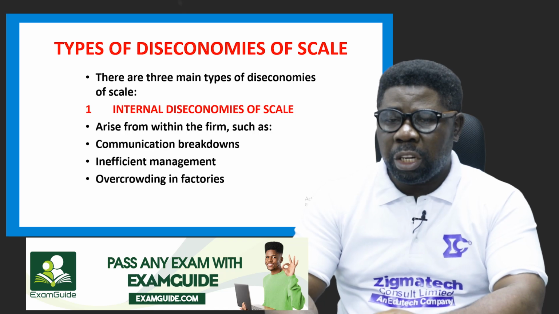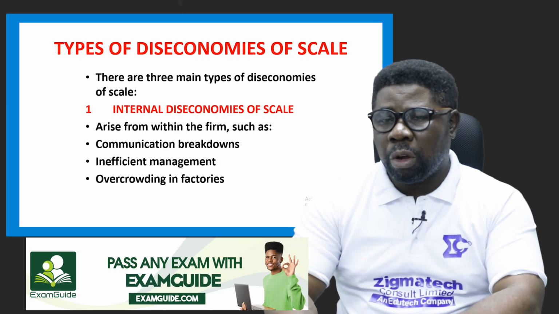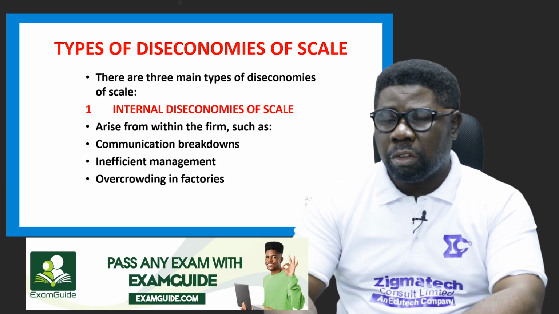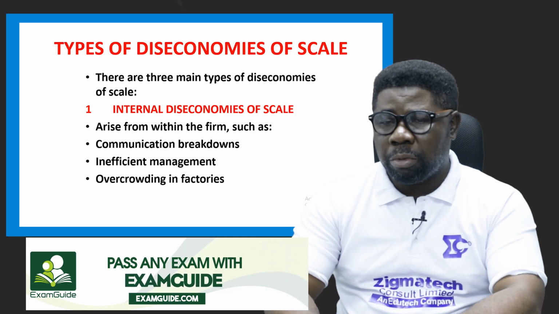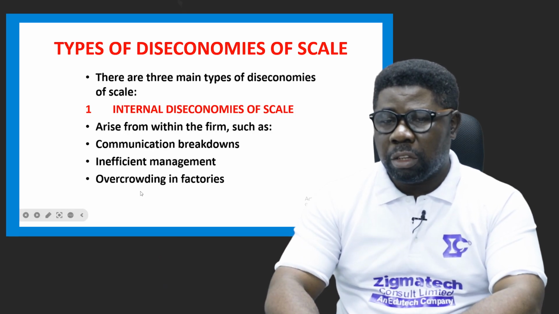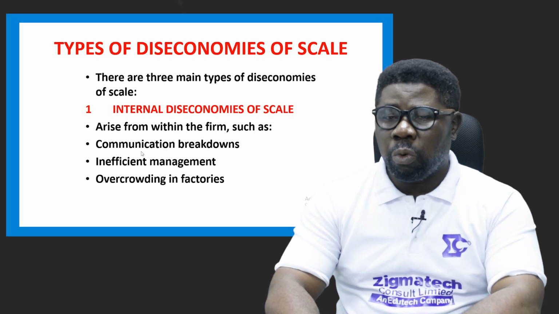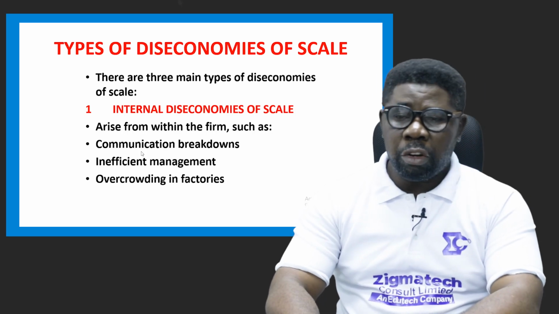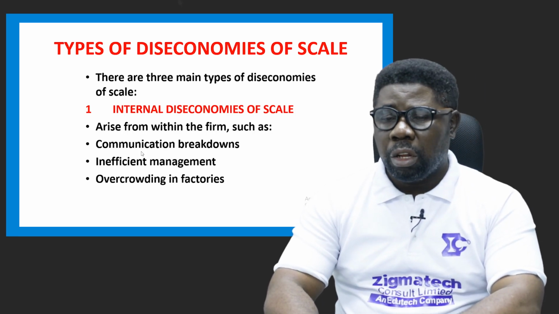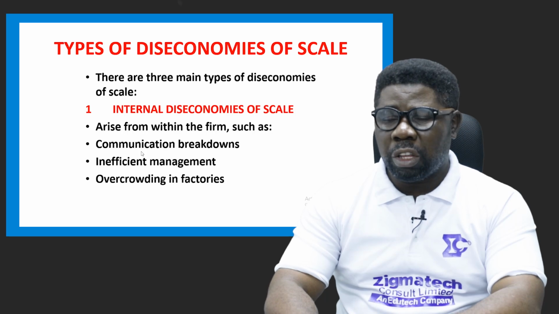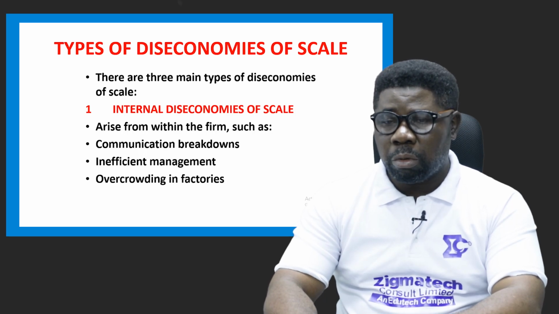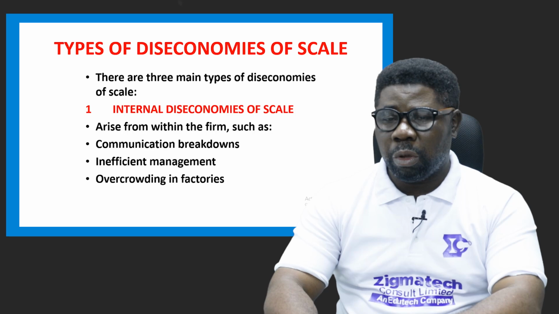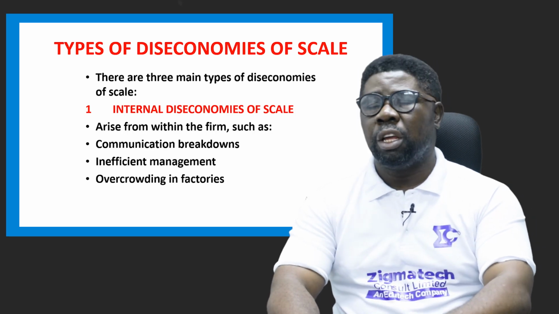Then inefficient management. People don't really care about how others feel. They don't really care about how others carry out their jobs according to the prescribed process. They just stay there, and before you know it, things go bad. That also brings about diseconomies of scale internally. When there's overcrowding of the factory place, people come in to work and they're not organized and they're not given quotas to engage in production. You can be overcrowded, and that also becomes what?